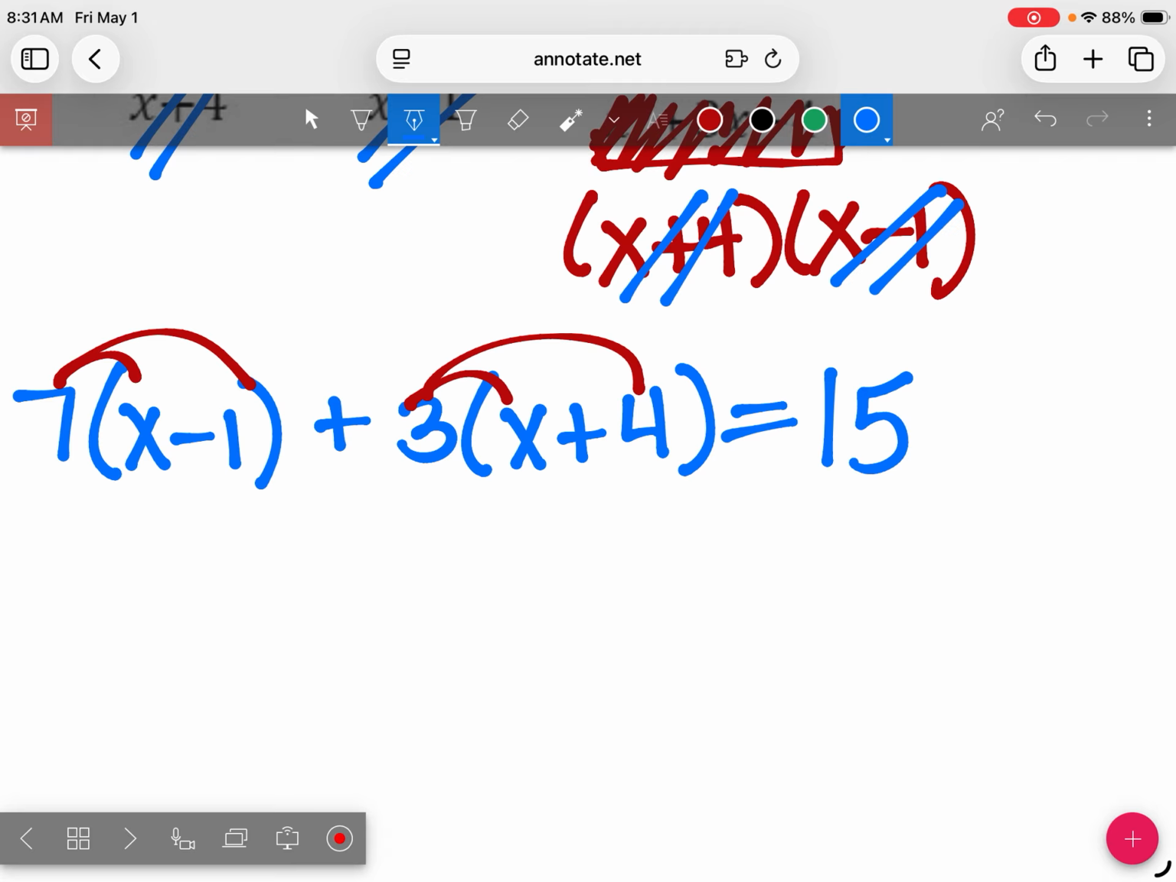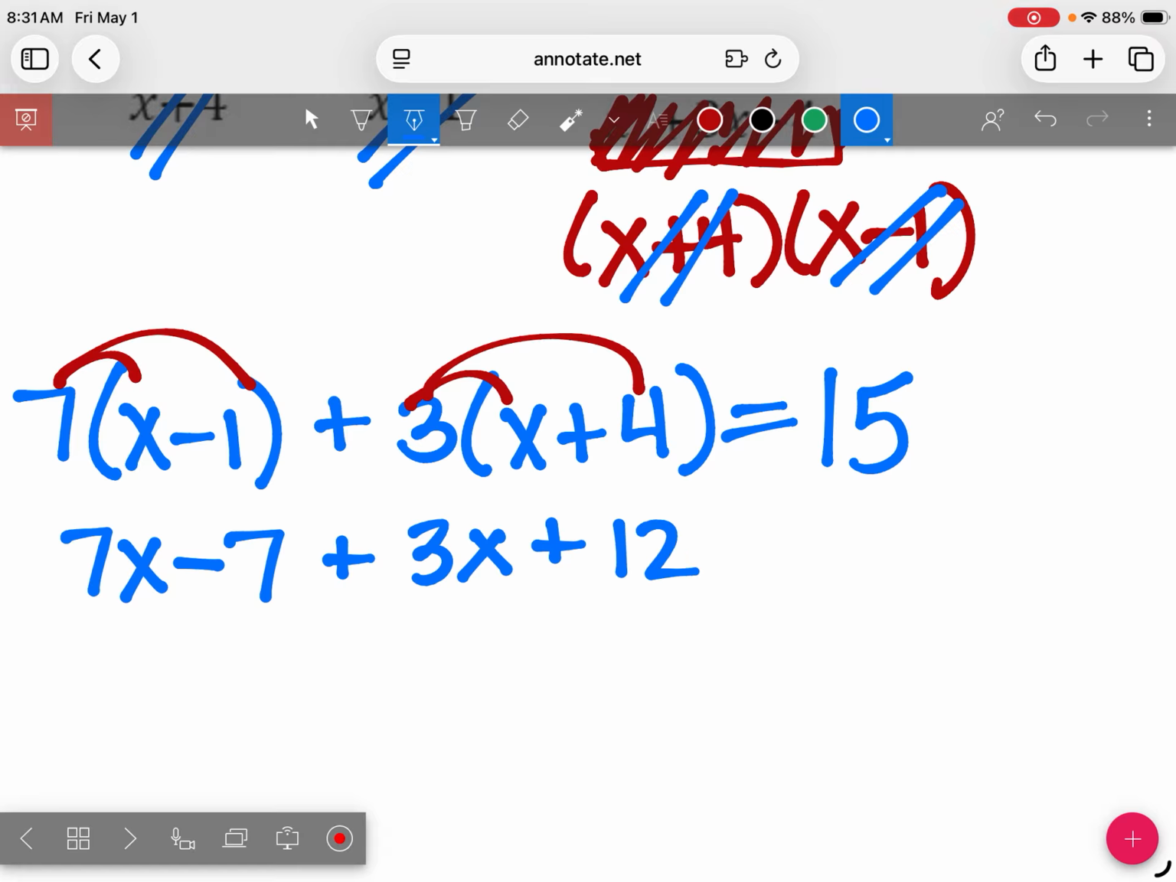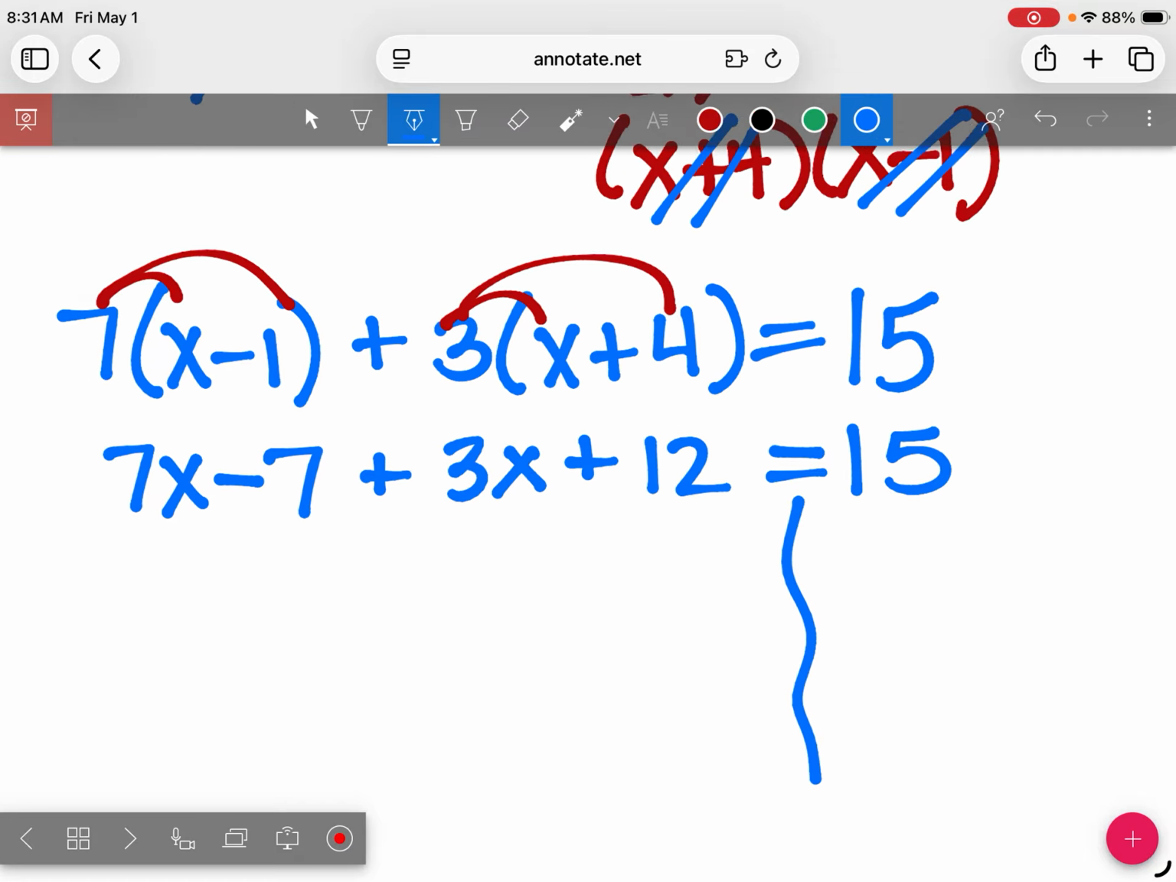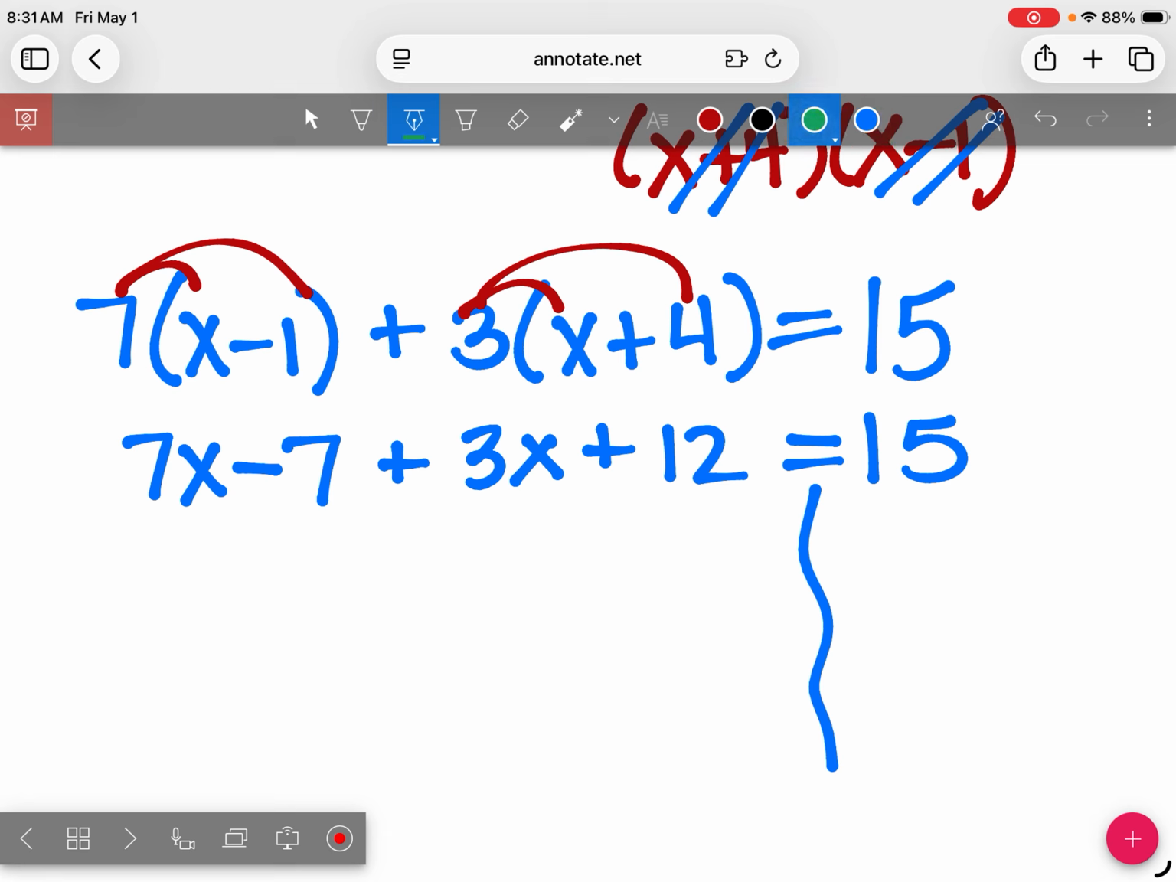So 7 times x minus 1 is 7x minus 7. 3 times x plus 4 is 3x plus 12. Okay, so now we're going to add together like terms. The 7x and the 3x are like terms. The -7 and the plus 12. So we're not doing opposite. So you don't do the opposite. You just type it in your calculator with an addition sign.